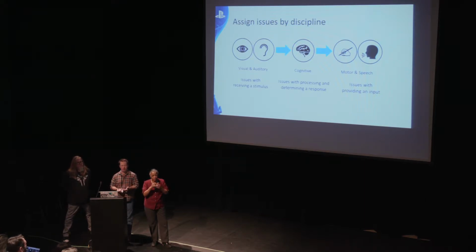So being able to provide your input, if you have motor difficulties or speech difficulties, that's a place where you may have difficulty providing an input. It's a subtle shift in the way that you look at disability issues, but it's very powerful for us because what we then were able to do is think about this from the standpoint of the different disciplines that we work with at Naughty Dog and start to try to find owners for issues that exist so people could feel, again, empowered to take on something.